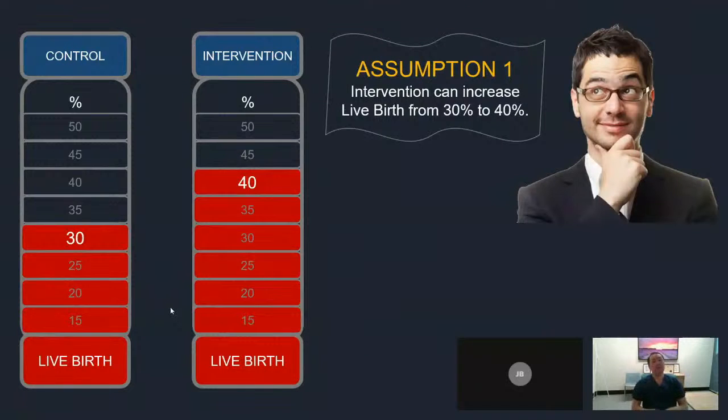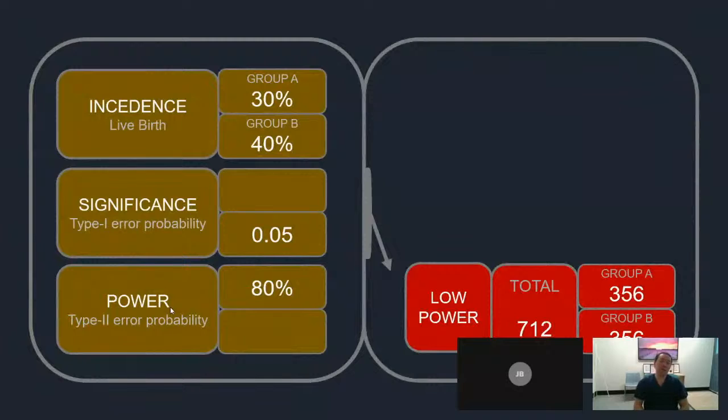Okay, so assumption number one. Let us say scientists as researchers assume their new treatment will increase live birth rate from 30% to 40%. So in absolute terms, they said, okay, if you introduce the new treatment, our success rate will go up by 10% in absolute terms, from 30 to 40%. Let us examine the impact of this one simple assumption on the power of the study, or how many patients we actually need for this particular randomized controlled trial.